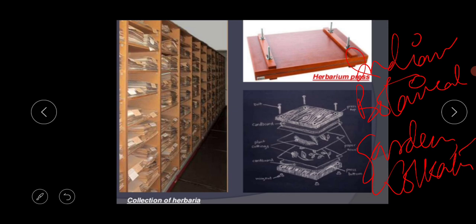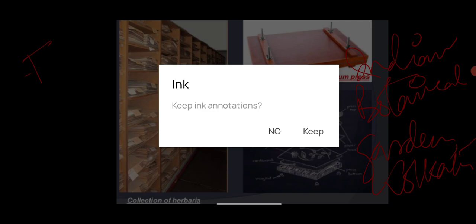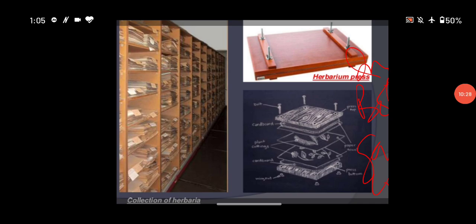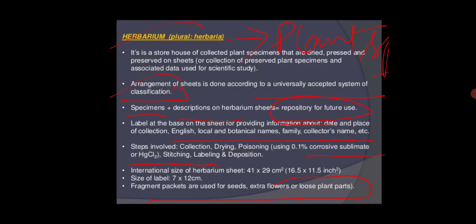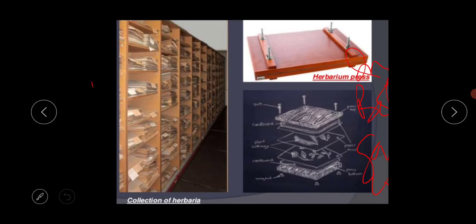This herbarium has 2 million specimens, and large sized herbaria are also maintained at National Botanical Research Institute in Lucknow, FRI Dehradun, and Madras Herbarium at Coimbatore. FRI means the Forest Research Institute.